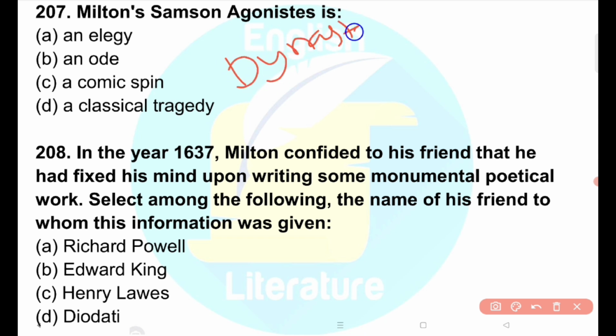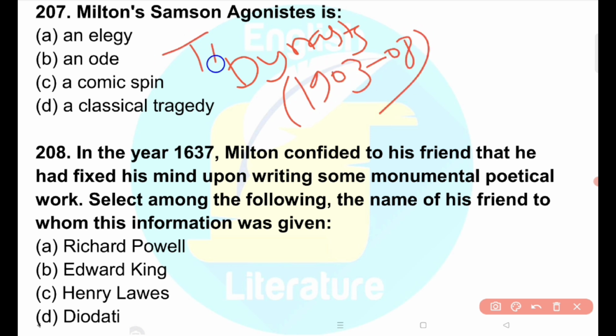The Dynasts, 1903 to 1908, Thomas Hardy. Samson Agonistes is a tragic drama based on the biblical story of Samson. The play focuses on Samson's idle and tragic state as a prisoner of the Philistines.